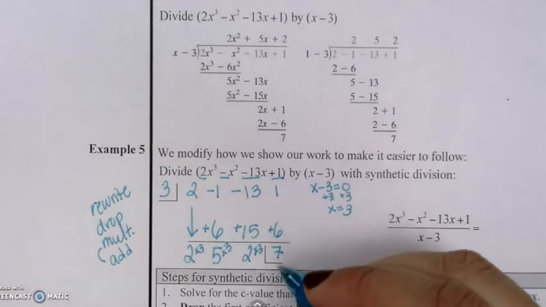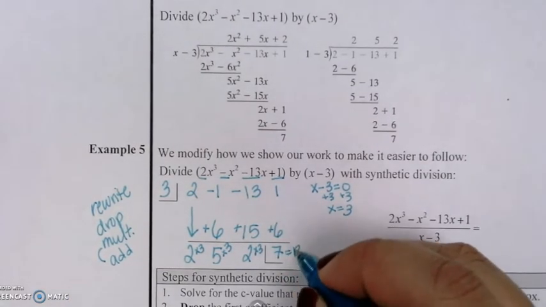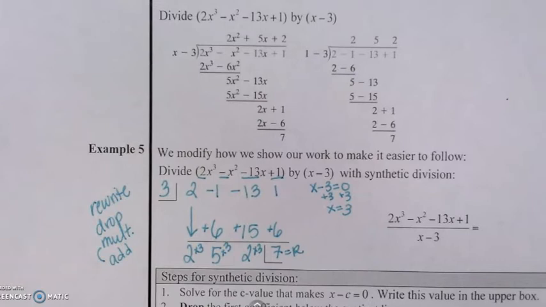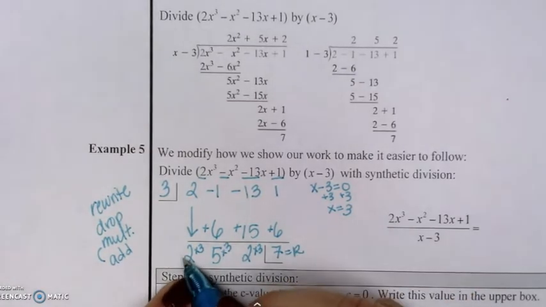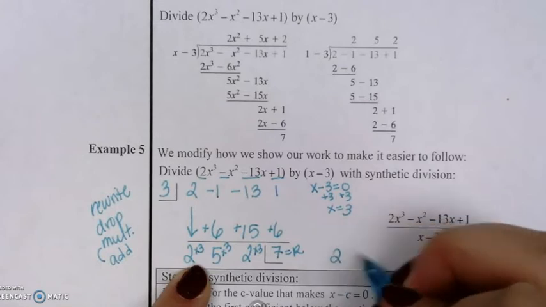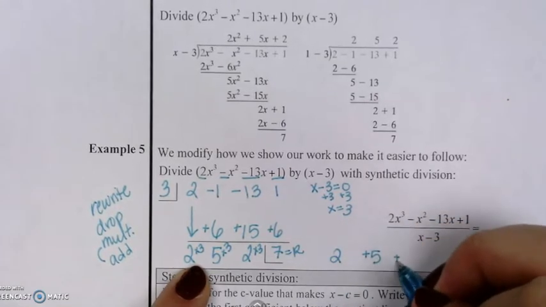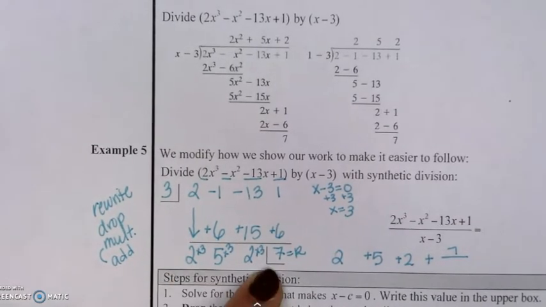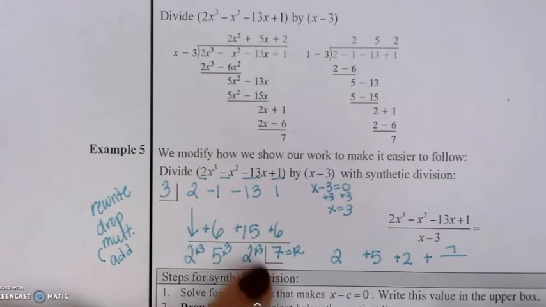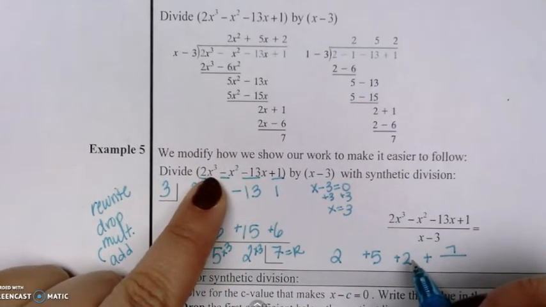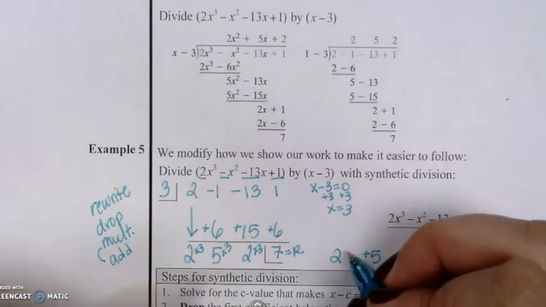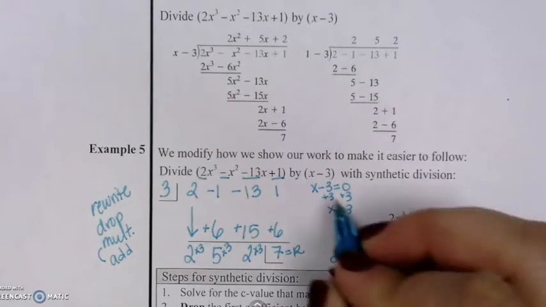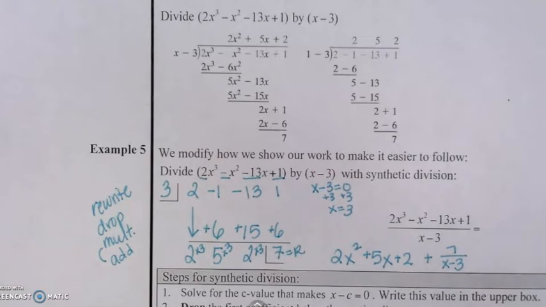Now this last number is our remainder, and it will always be our remainder. Sometimes that last number will be 0, and that tells us that we have no remainder. And then we have our quotient underneath this line. So we have 2, 5, 2, and 7 over something, because remember our remainder always goes over our divisor. Now how do we know what our x's are? Well, I started with a degree 3 and I divided, so the degree decreases by 1. So this becomes x squared, x, no x, divided by x minus 3.